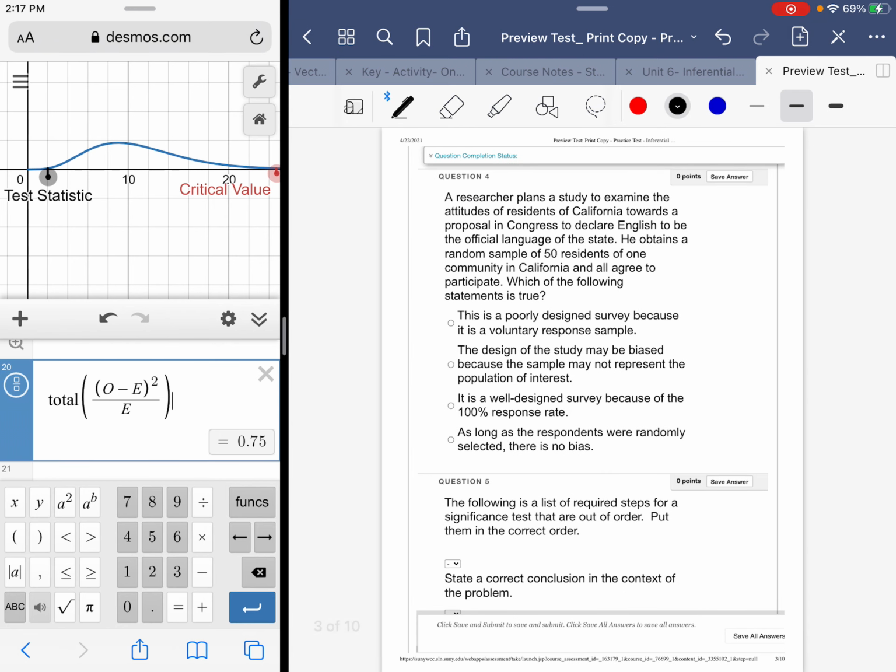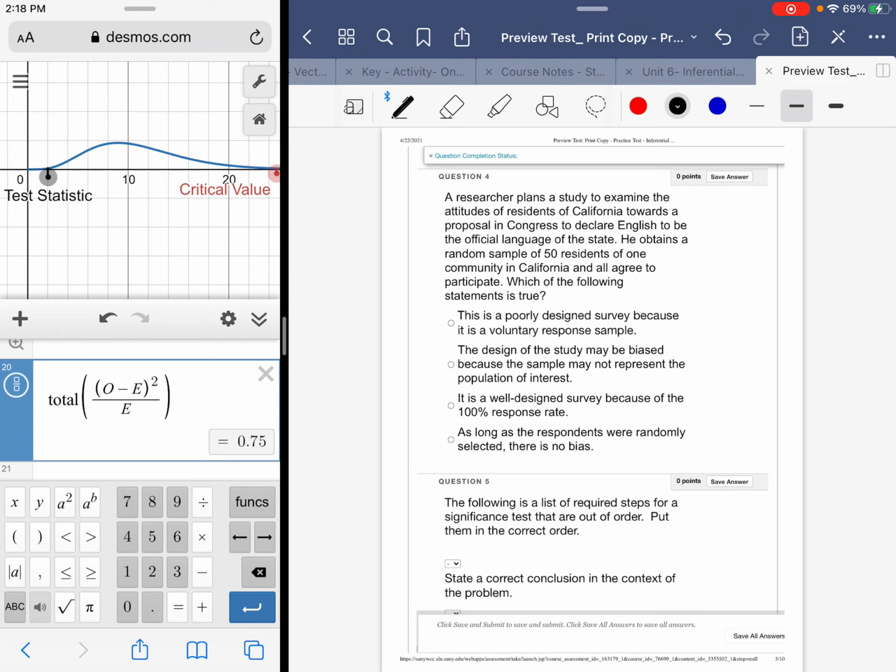All right, number 4, a researcher plans a study to examine the attitudes of residents of California towards a proposal in Congress to declare English to be the official language of the state. He obtains a random sample of 50 residents of one community in California, and all agree to participate. Which of the following statements is true? All right, so this is a poorly designed survey because it's a voluntary response sample.